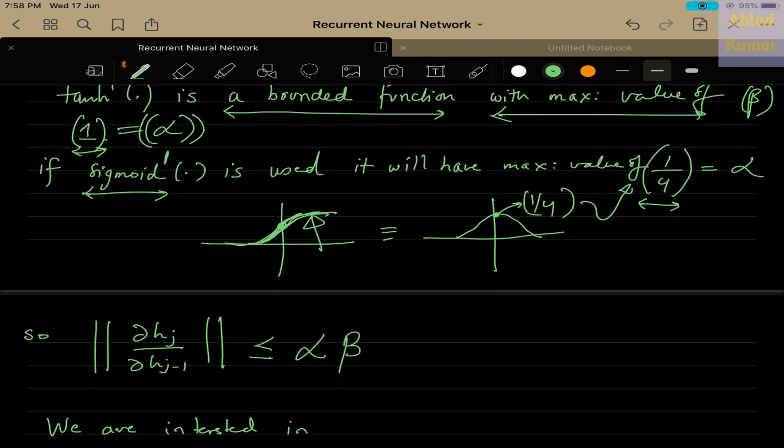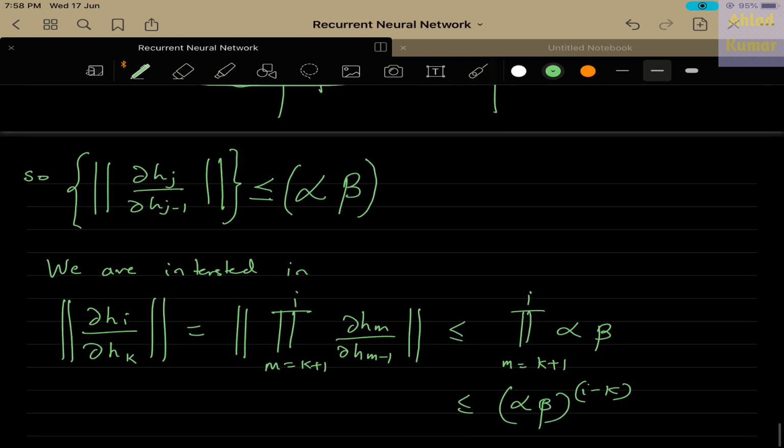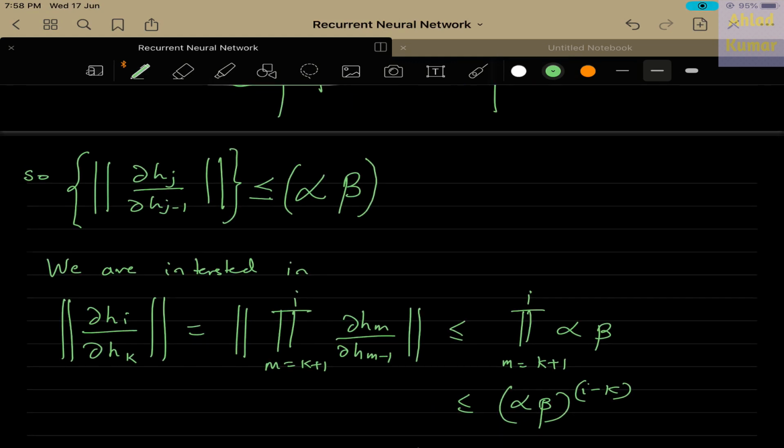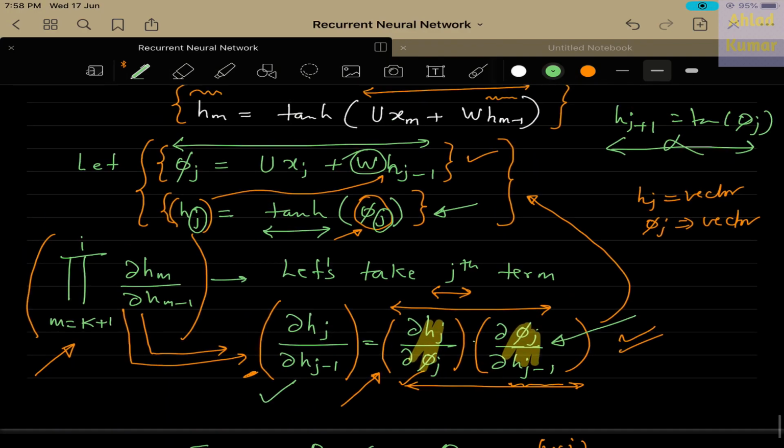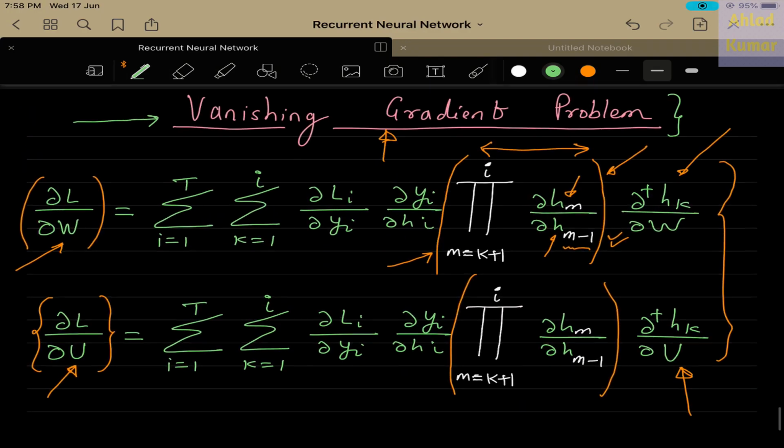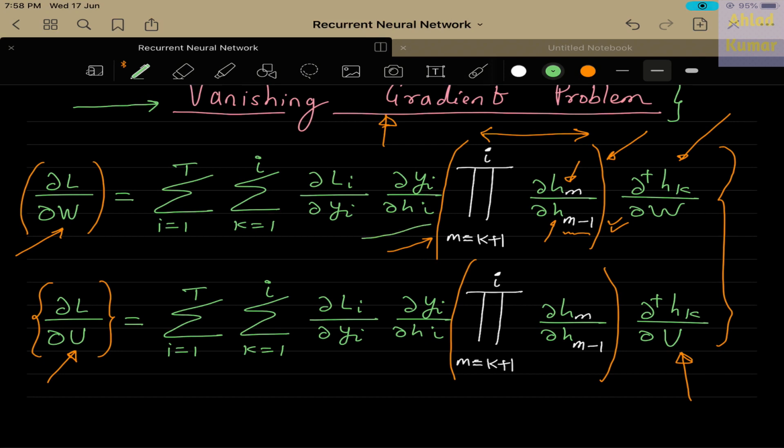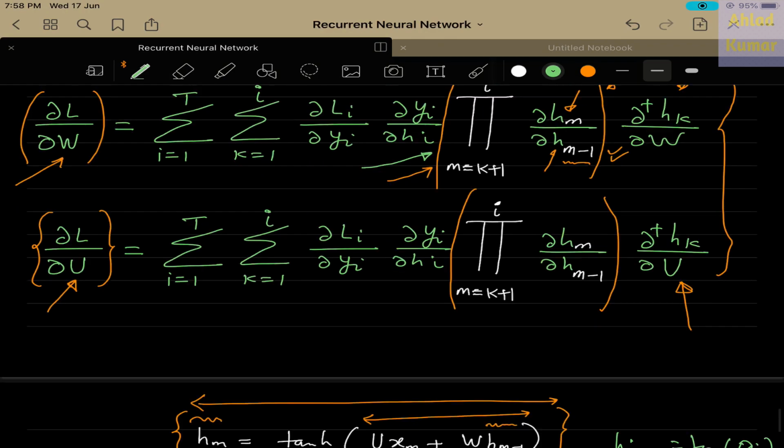Then the magnitude of partial hj with respect to partial of h of j minus 1 is bounded by alpha beta. Recall that what we are interested in is this expression. Our main focus was this equation, but we had taken one term out of it, which was the jth term. Now we want the product of all these terms together and see what results we obtain.